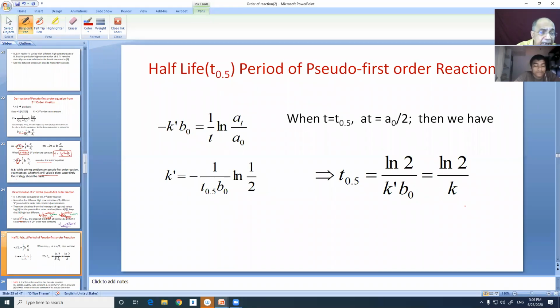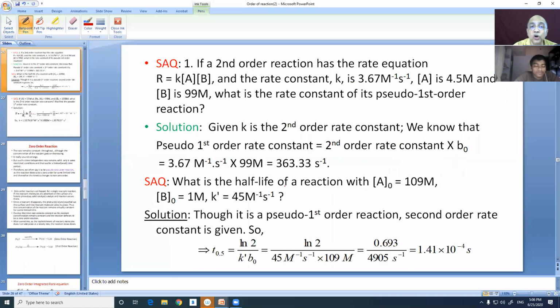So whenever you treat it as a first order reaction, this K is first order. But whenever you are given a data of second order rate constant, then you have to multiply with B0. Then only it will be converted to the first order rate constant, right? So we just write down one problem only.